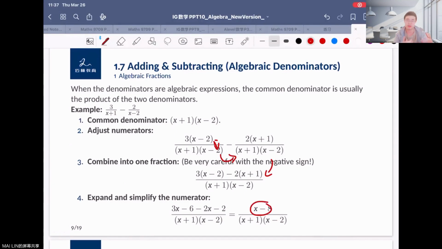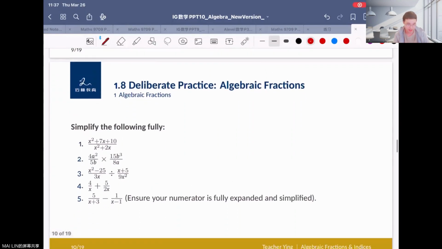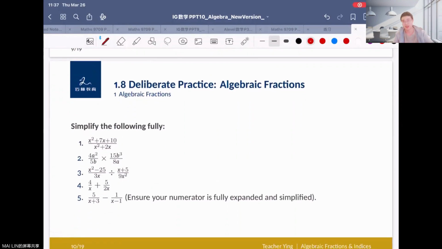So that is the method or strategy for adding and subtracting. Also, here are some deliberate practice problems for you. If you want to follow along with me to solve the problems, you can just keep on watching.